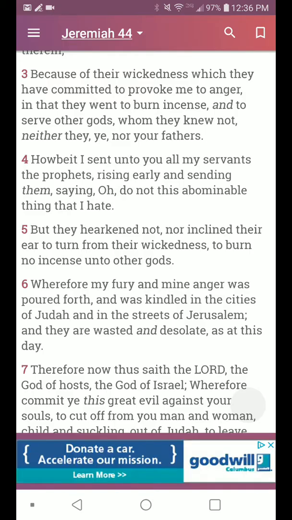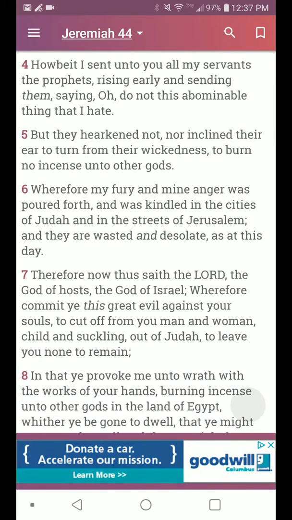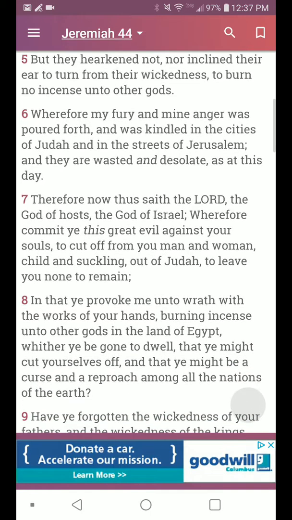But it says, verse 5, but they hearkened not, nor inclined their ear to turn from their wickedness, to burn no incense unto other gods. Wherefore my fury and my anger was poured forth, and was kindled in the cities of Judah and in the streets of Jerusalem, and they are wasted and desolate as at this day.